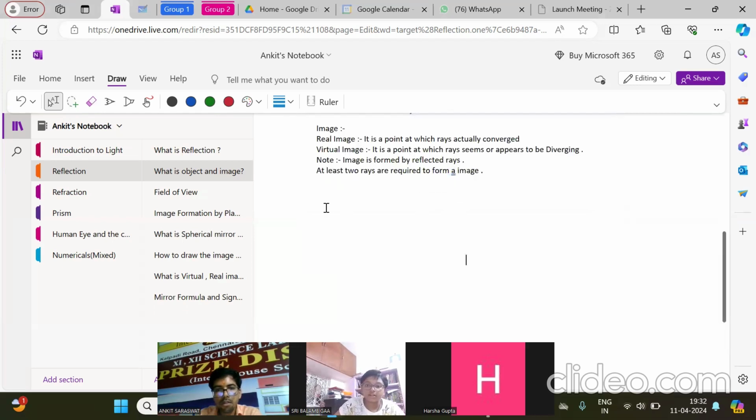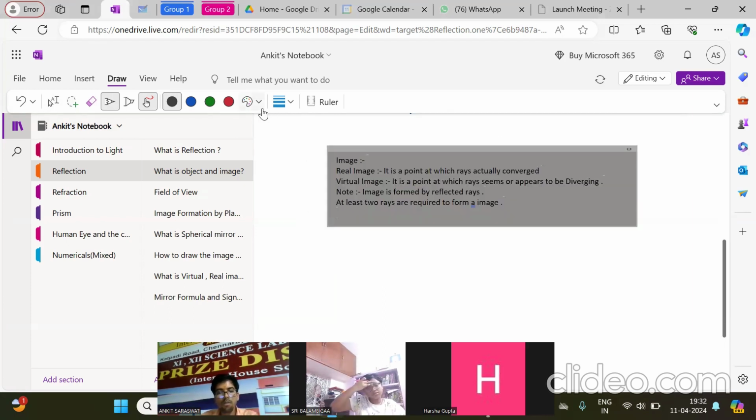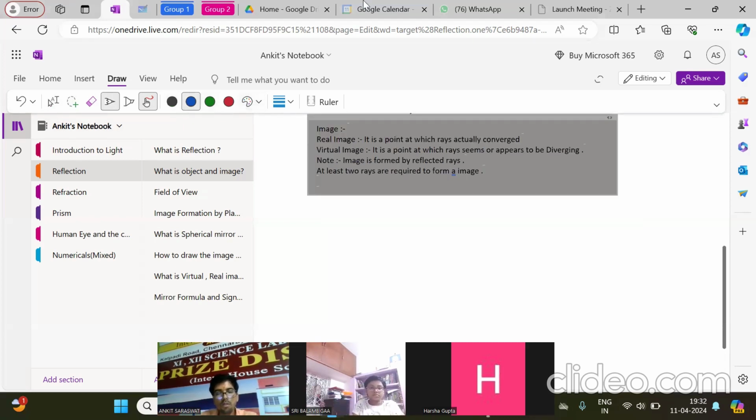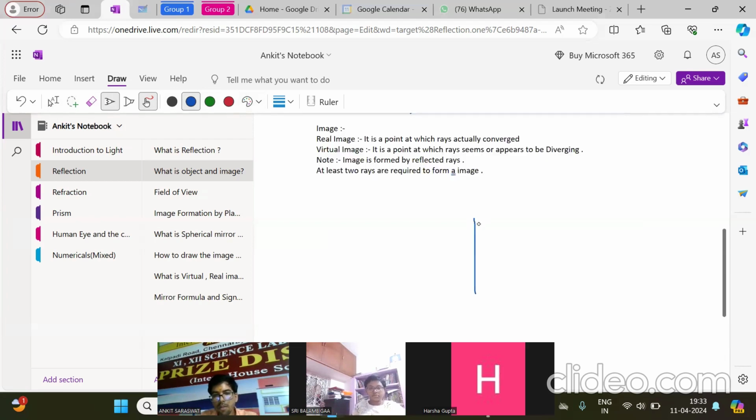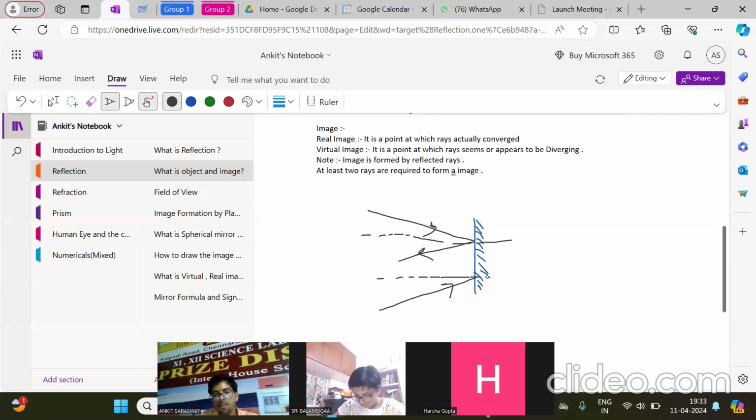Clear? Yes, sir. Now see what is real image. Let's draw this diagram. A little bit straight I should draw. This is a plane mirror. Now one ray is coming, incident ray, and one incident ray is coming like this. Clear? This is the solid surface. You will draw the normal, and this will go like this. Here you will draw the normal. It will go like this.